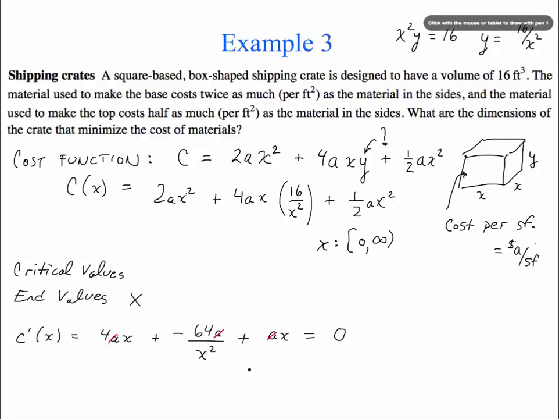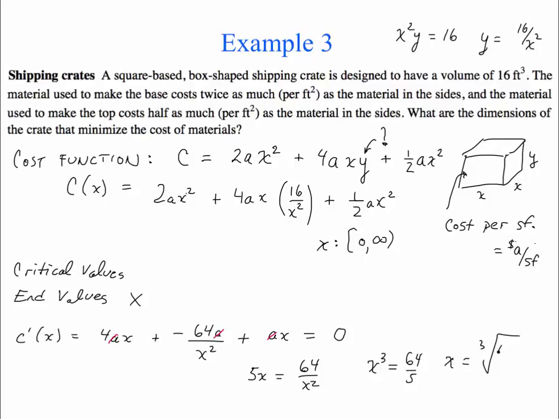Okay, so what do we have? We have 5x equals 64 over x squared. And then x cubed equals 64 fifths. And x equals the cube root of 64 over 5. Okay, but that's not how we talk and measure things. So let's get a value for that. What is the cube root of 64 over 5? Did I do all the math right? Yeah.